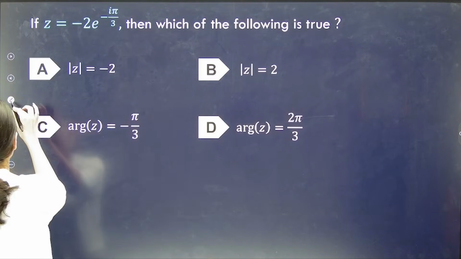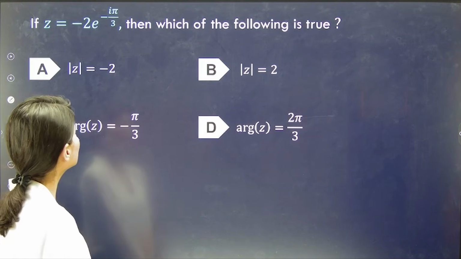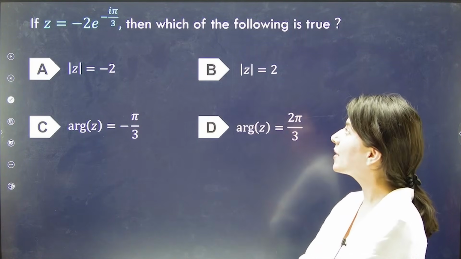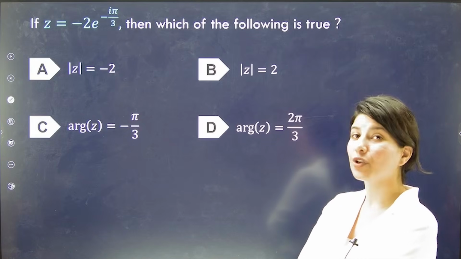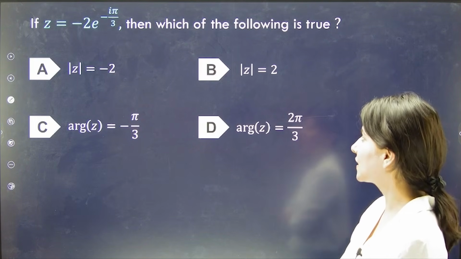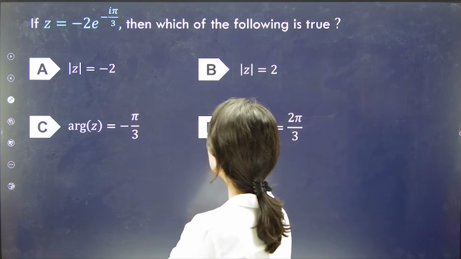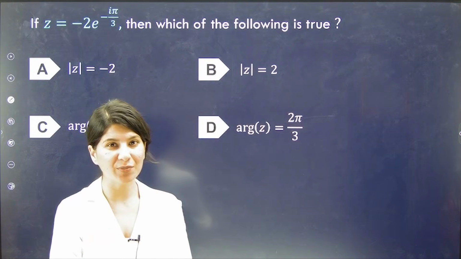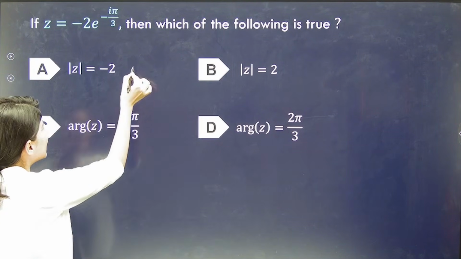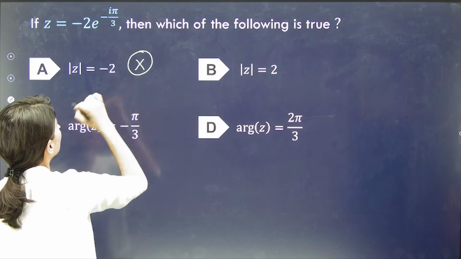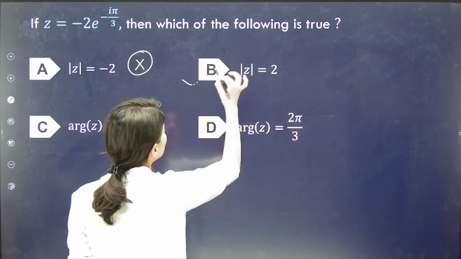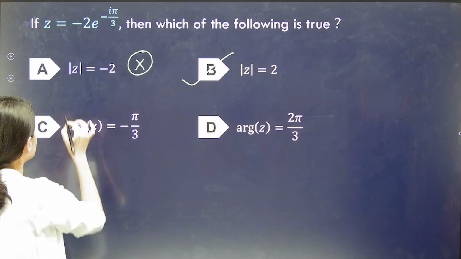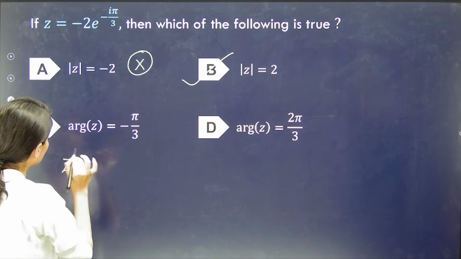Okay, all right, perfect. Now z is equals to minus 2 e raised to power minus iota pi by 3 is given. Which of the following is true? That's what they are asking. First of all, mod z, they are asking in option A and B clearly. Mod z cannot be a negative thing. Mod z will always be a positive thing. So clearly the format of z is wrong.